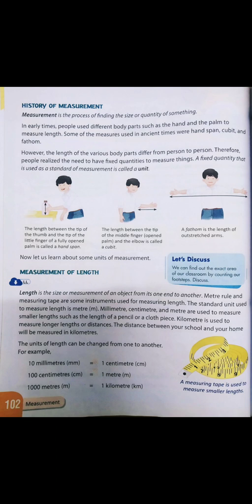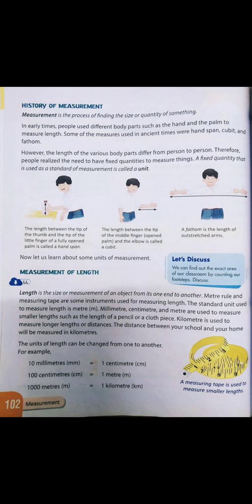Another distance is cubit. It is the length between the tip of the middle finger in open palm and the elbow. यानी पूरा हाथ यदि हम खोलें तो बड़ी उंगली की टिप से लेकर के हमारी एल्बो तक का जो डिस्टेंस है that is called cubit. And the another distance is fathom. It is the length of outstretched arms. आप अपने दोनों हाथ पूरी तरह खोलकर एक एंड से दूसरे एंड तक का जब डिस्टेंस लेंगे that is called fathom. Okay, now let us learn about some units of measurement.